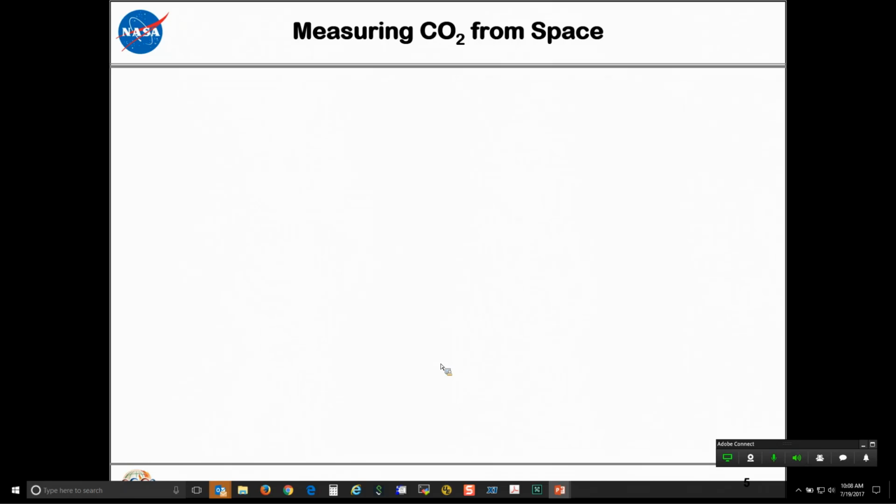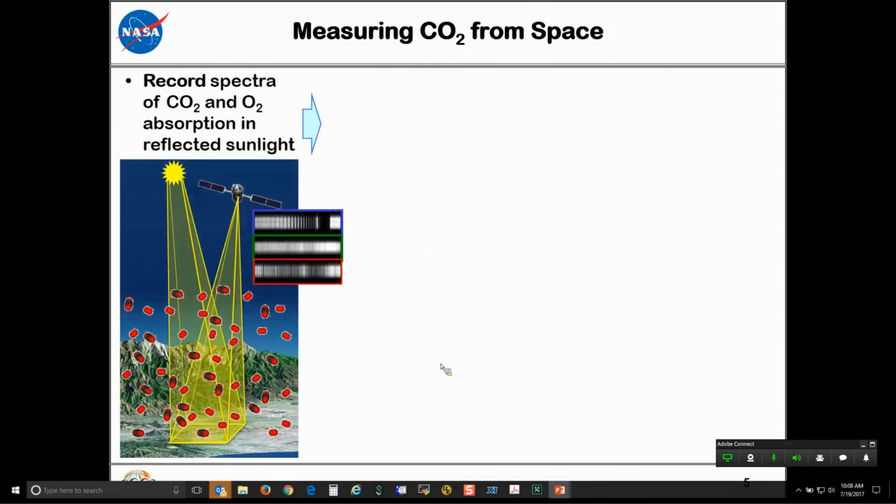The way we actually do it with OCO2 is we make measurements of reflected sunlight as the sunlight basically bounces off the surface of the Earth and goes back up to the satellite and encounters lots of carbon dioxide and oxygen molecules along the atmospheric path. Those oxygen and carbon dioxide molecules absorb only certain wavelengths of light.